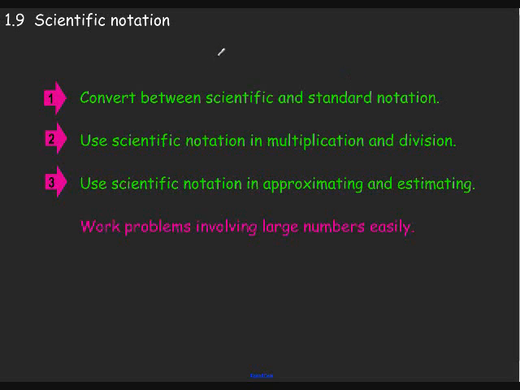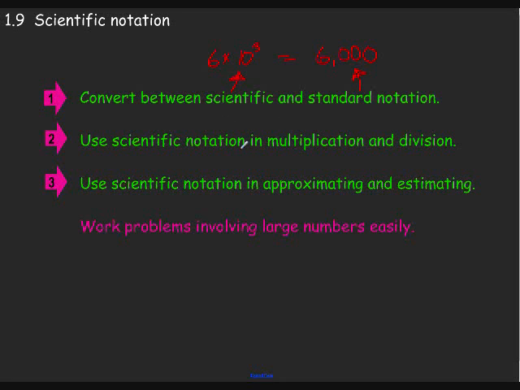In other words, from, let's say, 6 times 10 to the third power to 6,000. So this would be standard notation, and this would be scientific notation, representing exactly the same number value.